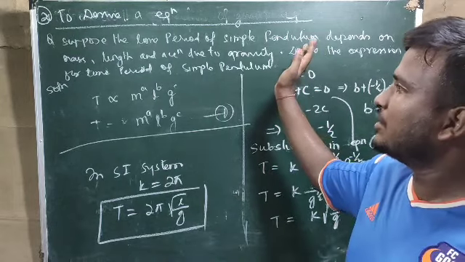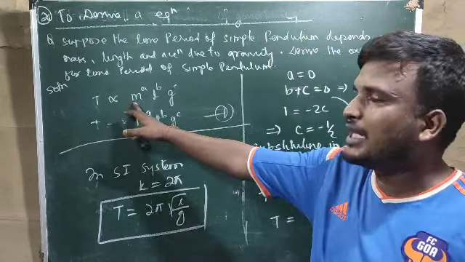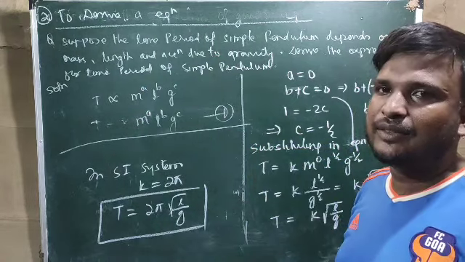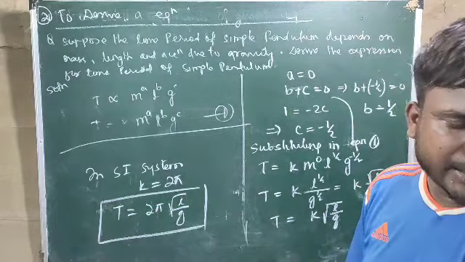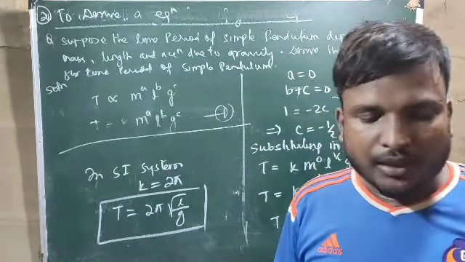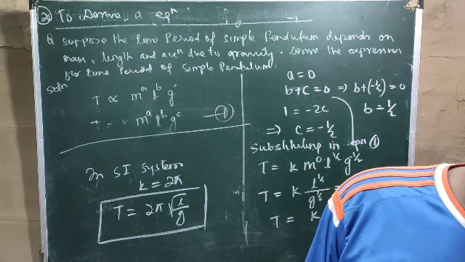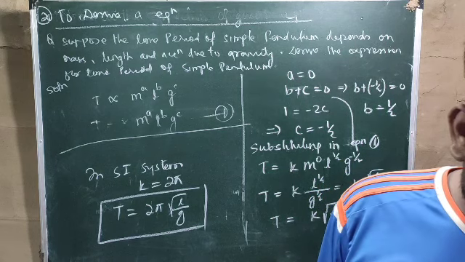What is given to us in the question? Only that time period depends upon mass, length and acceleration due to gravity. After knowing that, you can see we have derived the formula for time period, that is T equal to twice pi root over L by G. I hope it is okay to you.